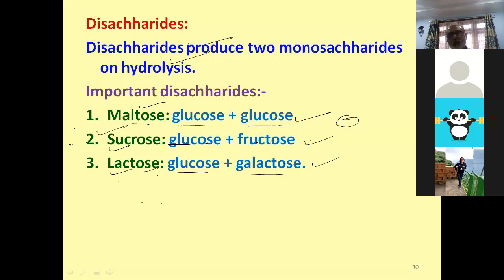Now, what should be the natural connection? By now you should know from which carbon atom they should be connected, and through what type of bonding. What is your natural answer to that one?